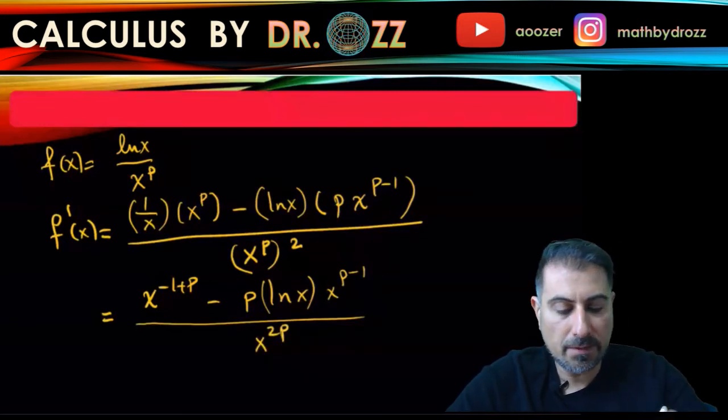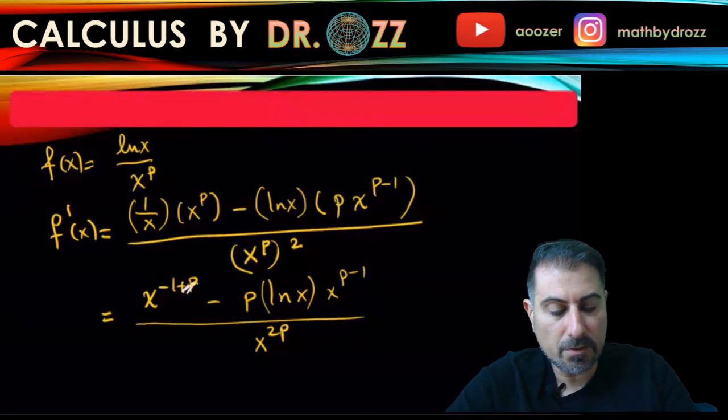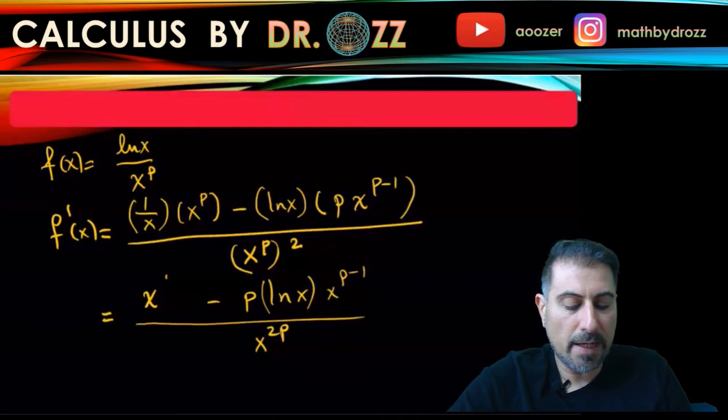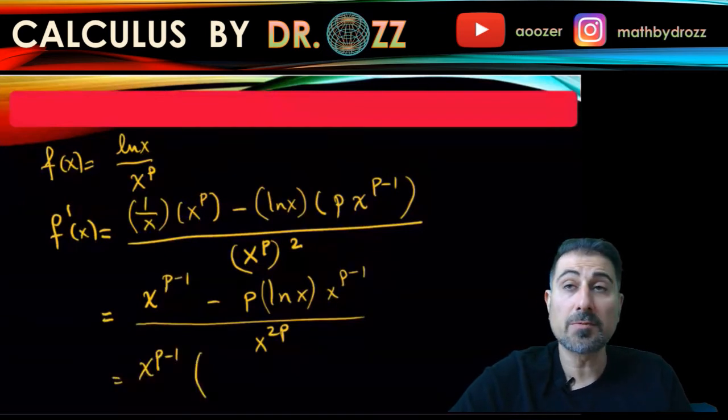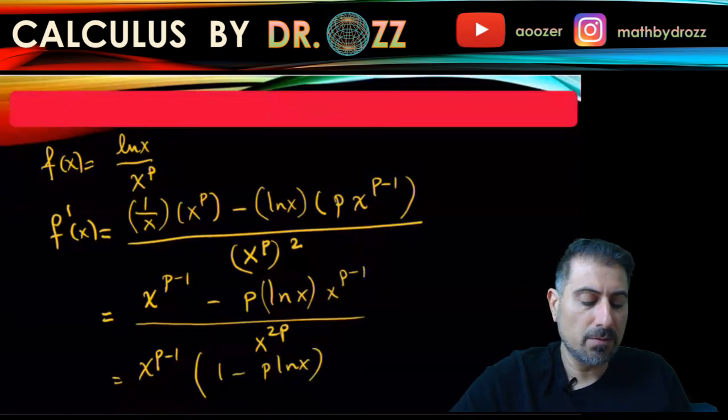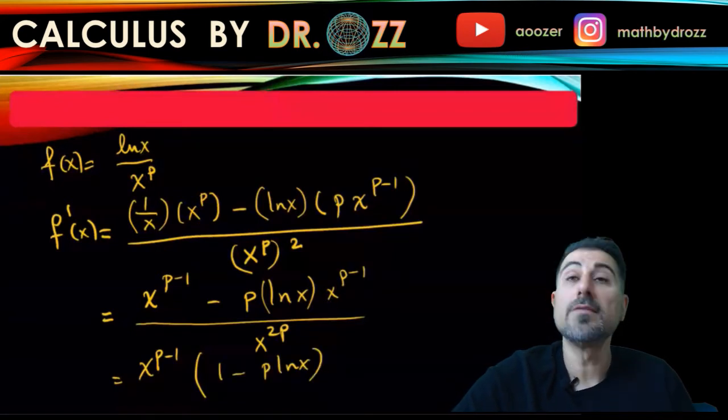All right, so in fact, I can write this as p minus 1 here. So why don't we just write that? It's the same thing. So that I can pull out x to the p minus 1 at the top. So 1 minus p ln x, all divided by x to the 2p.